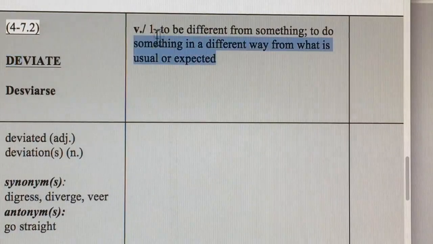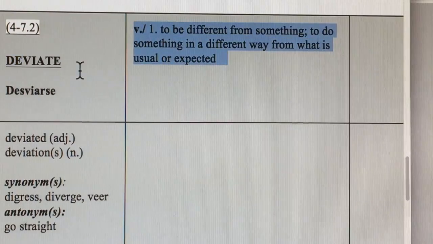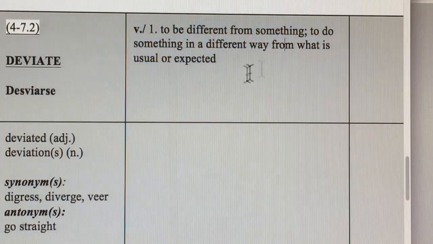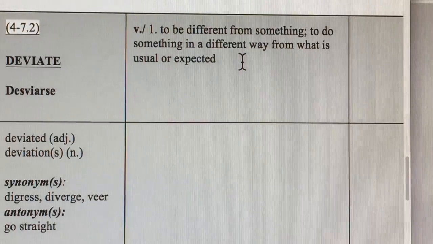It is used only as a verb, and we have one definition for you to learn, which is to be different from something, especially in a way that is unusual or unexpected. So doing something in a different way from what is usual or expected. So it's not just different, but unusually different, or doing things in a way that's very unusual or unexpected or surprising. Let's take a look at your sentence example.